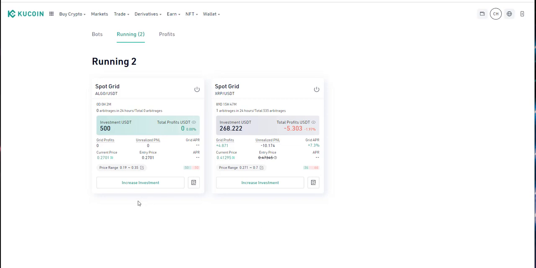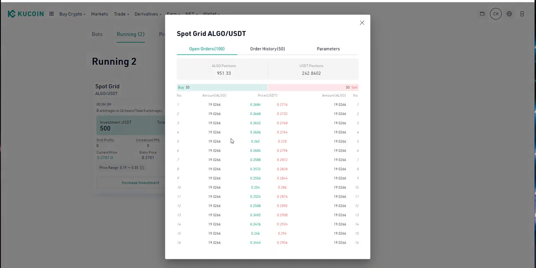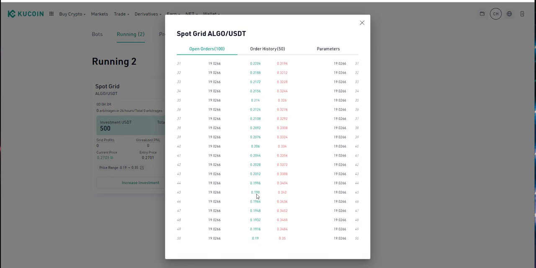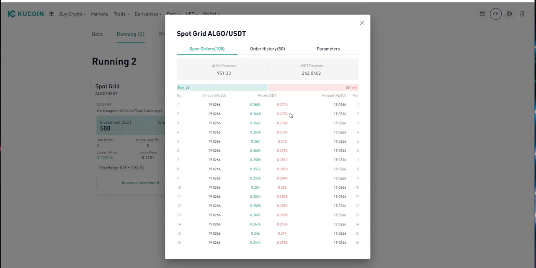And yeah, so right now, this is what you have. If you look at here, when you first do this, it's 50-50, right? So we have 951 algo, we have 242 USD, and here's all of our buys. If it drops down here, we're going to buy, and so it put all of our USD over here saying, hey, if this happens, I want to buy 19 algo.